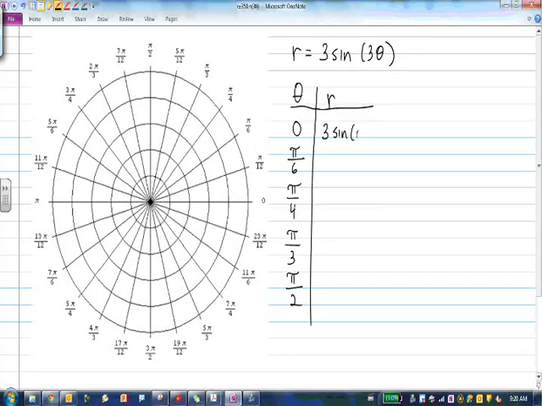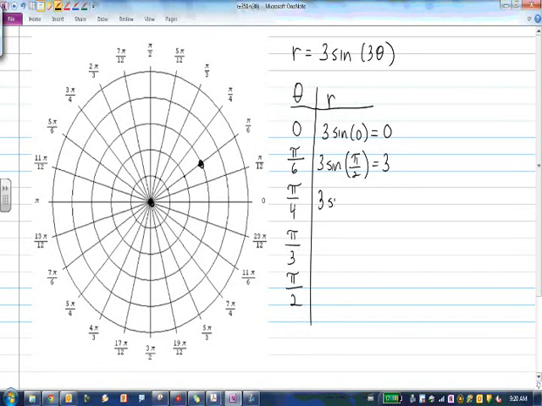So if I plug in 0 to 3 theta, it becomes sine of 0, which is 0. So the first point I start out is just at the origin, or in this case we call it the pole. If I plug in pi over 6, I get sine of 3 times pi over 6, which becomes pi over 2. Sine of pi over 2 is 1, so I end up at 3. So pi over 6 is pointing in this direction. What I'm going to do is I'm going to walk out 3 steps. So I'll go 1, 2, 3. So I end up there.